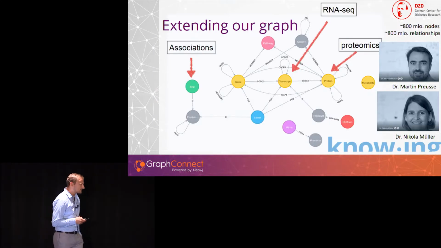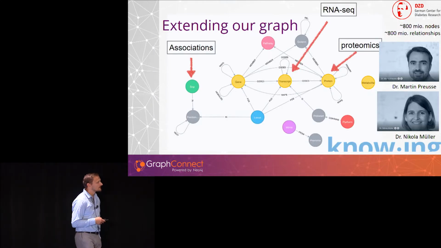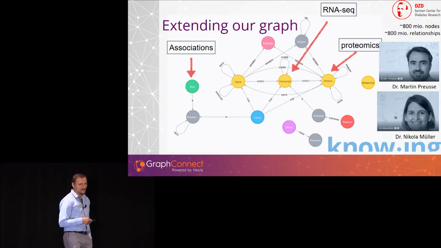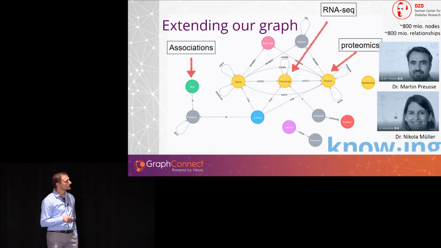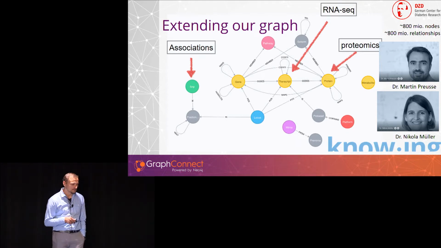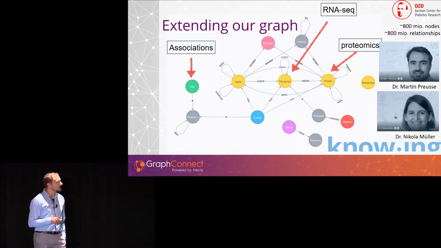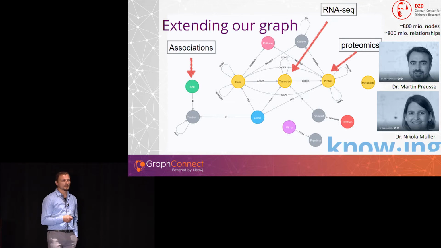And a startup company from the Helmholtz Center in Munich called Knowing Health dealt with this problem, and this is their data model, also Neo4j. And they connect these different worlds of genes, transcripts, and proteins. And their Neo4j database is very large, 800 million nodes and relationships. And we can include this database in our database.